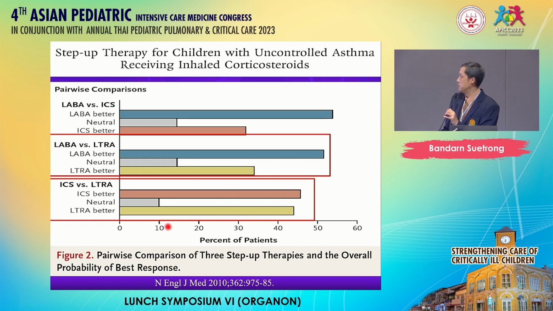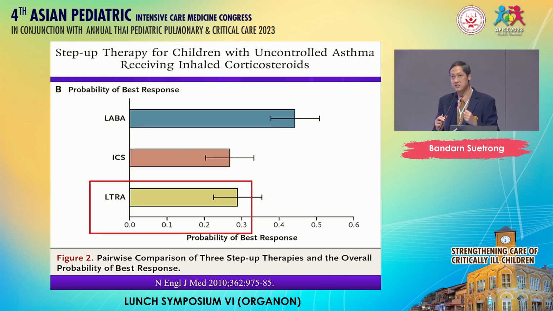And if we compare the leukotriene receptor antagonist with the double dose of inhaled corticosteroid, we will find that equally, approximately 45% of each group will respond better with the double dose of inhaled corticosteroid. The remaining 45% will respond better with the adding of montelukast. And interestingly, every single patient was exposed to treatment options A, B, C, right? And approximately 30% will respond best with adding montelukast.